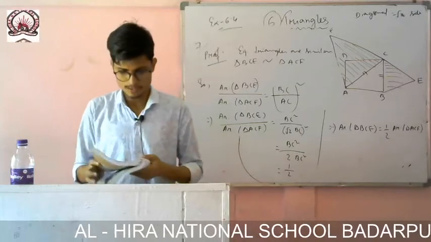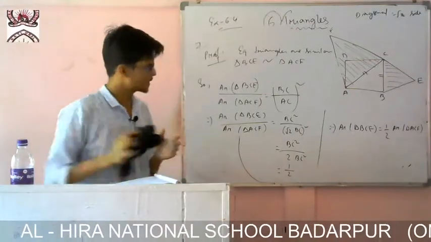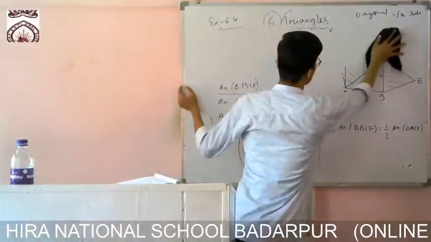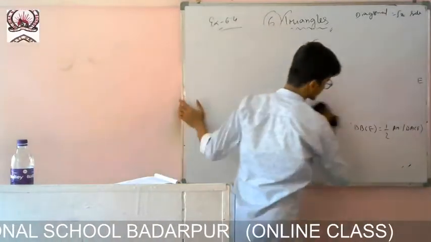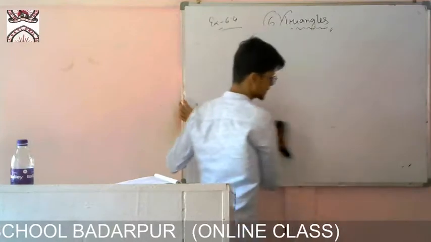Okay, so now see question number 8 and 9. These are objective type questions. You have to choose the correct answer. So a very easy way, you can just calculate and you can write it.